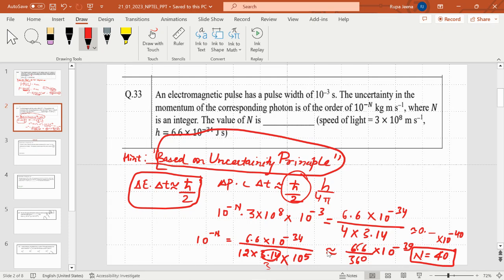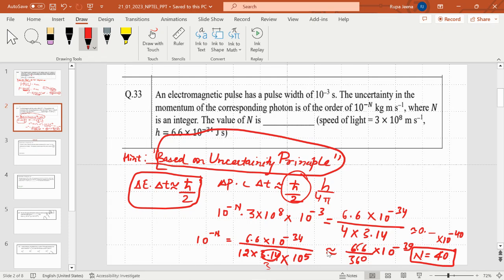Okay. Aparna, you got. It depends, 40 or 41. Yeah, because in the answer also the range was given 39 to 41. So any answer is welcome.